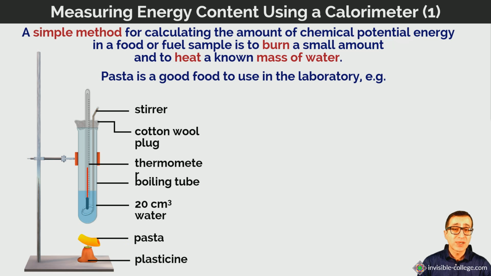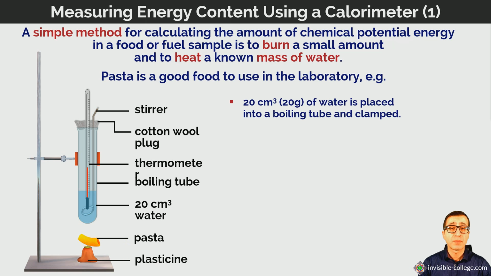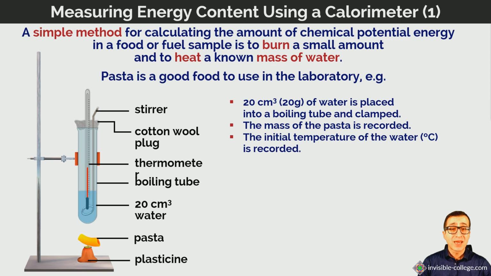So essentially we take 20 centimeters cubed or 20 grams of water, we place it into a boiling tube and we clamp this upright. We record the mass of the food being burned, and we take the initial temperature of the water and record that as well before we start to burn the food. Now, we then hold the pasta in a Bunsen flame until it burns, and then we support it beneath the boiling tube as shown here.